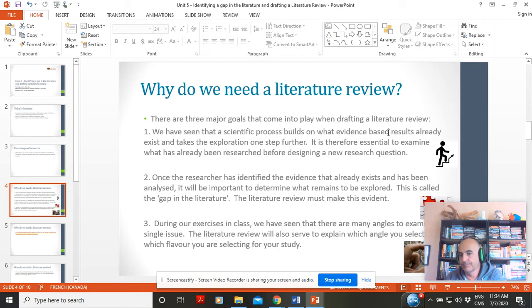So the first step is backwards, looking at the snapshots of the past just before you begin. The other part of the literature review is zoning in on that little area and defining the perimeters of that little area where nothing has been done yet. Okay. As we've seen, there are many angles to a question.